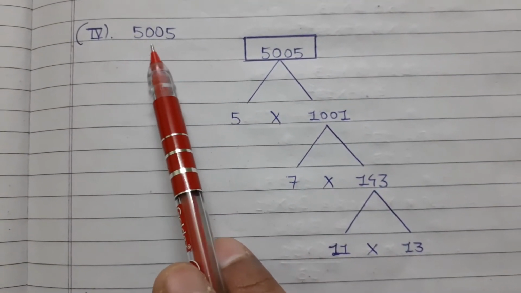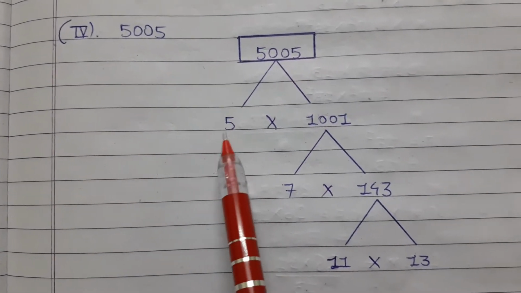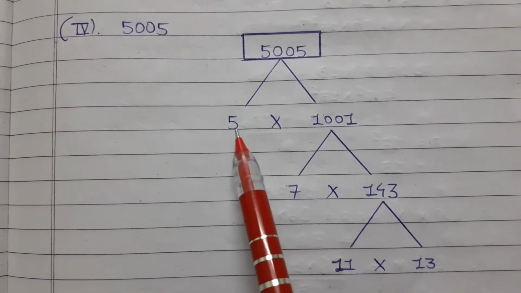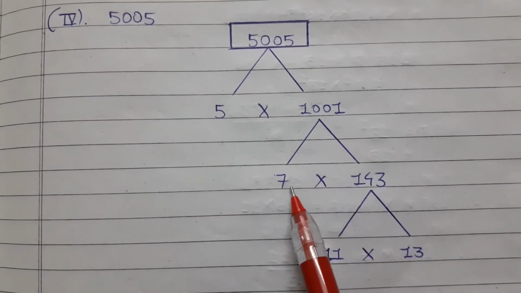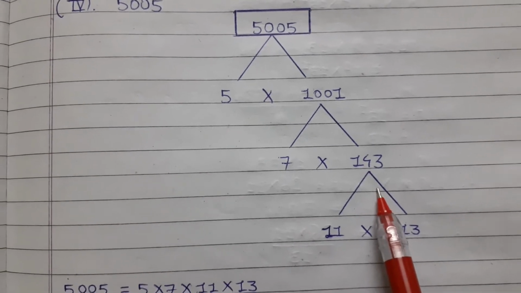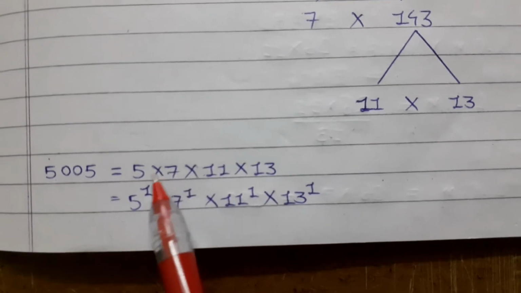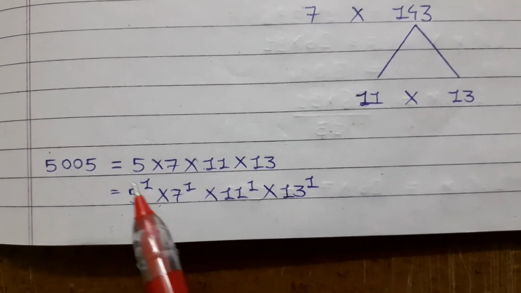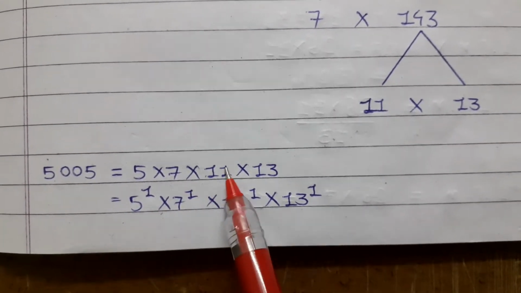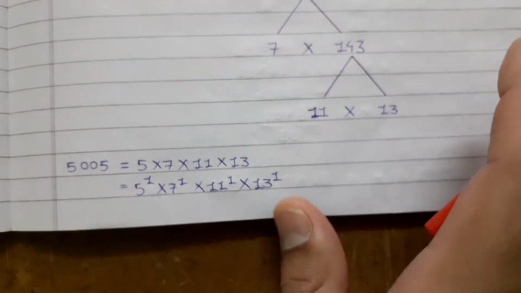The fourth value is 5005. Here 5 is the unit digit, so we will directly divide it by 5. So the factors of 5005 are 1001 into 5, that is 5005. Factors of 1001: 143 sevens are 1001. 13 elevens are 143. So the factors of 5005 are 5 into 7 into 11 into 13. Writing them in one line, 5 into 7 into 11 into 13. 5 comes one time, therefore 5 raised to 1. 7 comes one time, therefore 7 raised to 1. 11 comes one time, therefore 11 raised to 1. 13 comes one time, therefore 13 raised to 1.